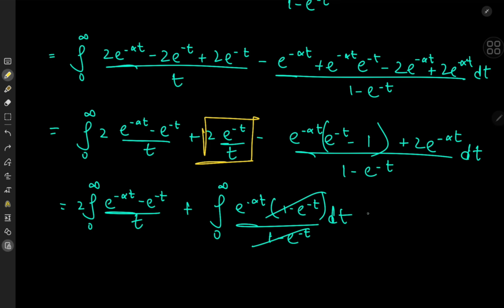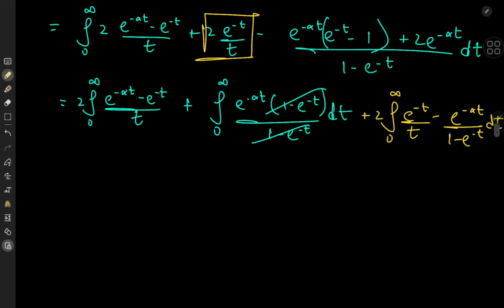Okay, cool. I also have a factor of 2, so that's a plus 2 integral from 0 to infinity, e to the negative t over t. Negative, positive, we have a negative sign, folks. E to the negative alpha t over 1 minus e to the negative t dt. Whoa, that was interesting. And now this integral here is extremely simple to evaluate.